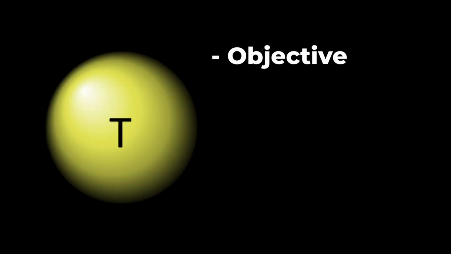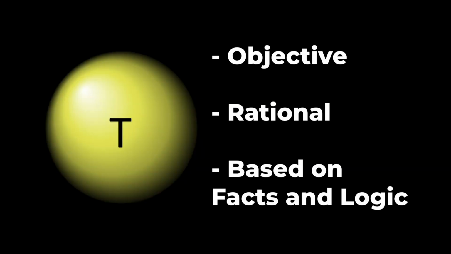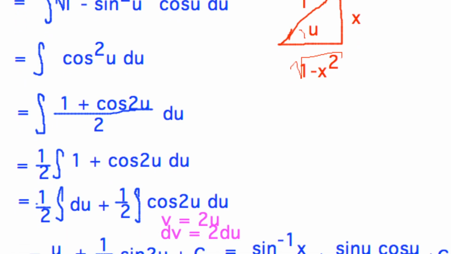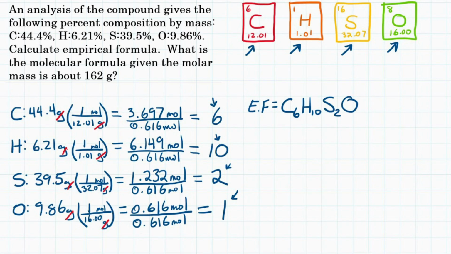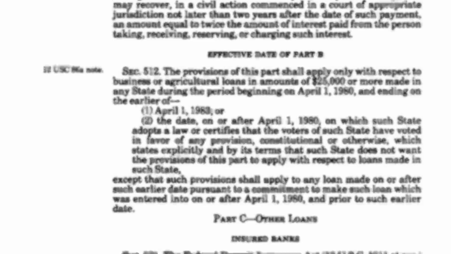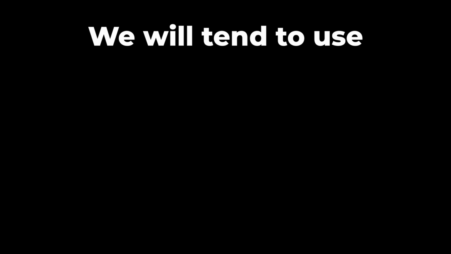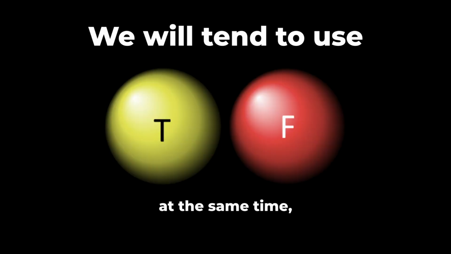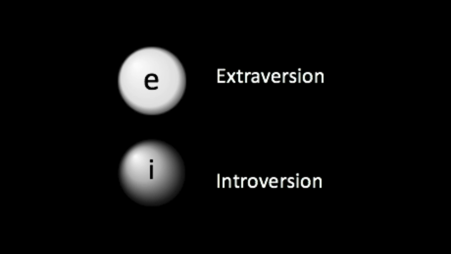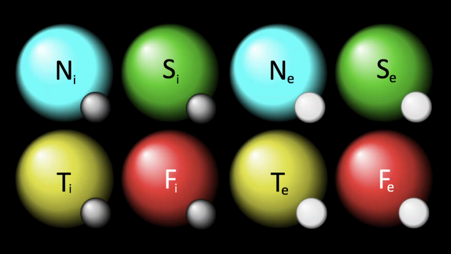Thinking is more objective and rational and based on facts and logic. Like, if you found the integral to a polynomial equation by method of trigonometric substitution, or if you figured out the ratio of periodic elements involved in a certain molecular formula, or if you consult the subsection of state law to cross-examine witness testimony, those are examples of thinking. We will tend to use thinking and feeling at the same time in different magnitudes depending on what the situation at the moment endows. Then we have introverted and extroverted variants of said functions, and holy crap, did this thing get interesting.